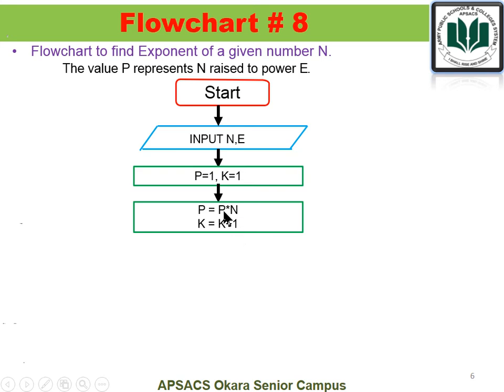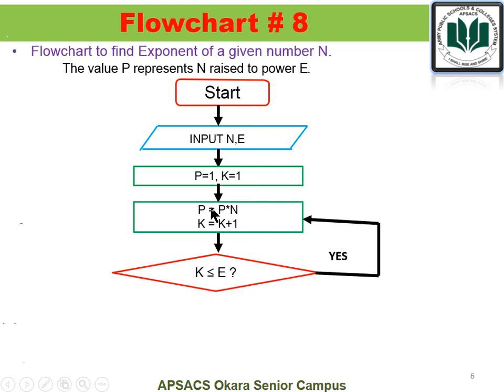So for the first case, the value of p will be 1 and n will be 5. So 1 multiplied by 5 is equal to 5. So the value of p becomes 5 now, and k will be incremented by 1. The first value of k was 1 and the second value of k will be 2. Now we will compare the value of k. If k is less than or equal to e, the value of k is 2 and the value of e is 3. So 2 is less than or equal to 3. Yes, then we will move to the previous stage, which is p times n.